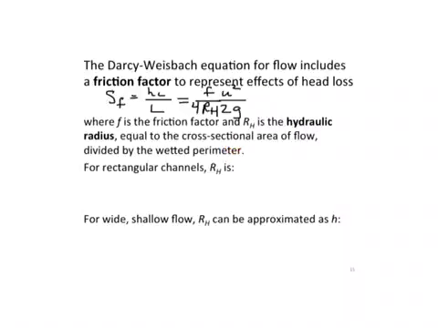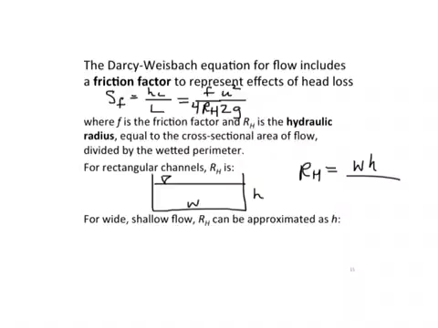So let's just go ahead and draw what these different quantities are. Let's assume we have a roughly rectangular channel. Here's our water surface. This is our channel depth, and this is our channel width. In this particular case, the hydraulic radius is just equal to the area, which is the width times the depth, divided by the wetted perimeter. So we have an H on the right side, we have an H on the left side. Our wetted perimeter then is just 2H plus W.